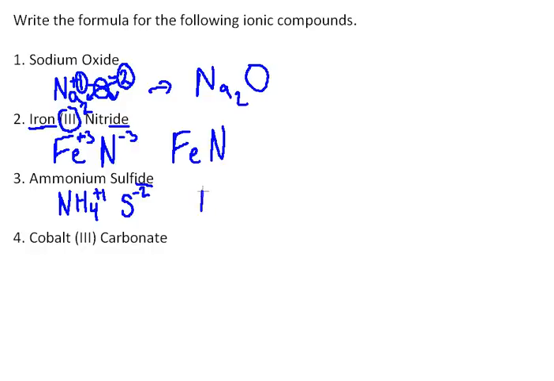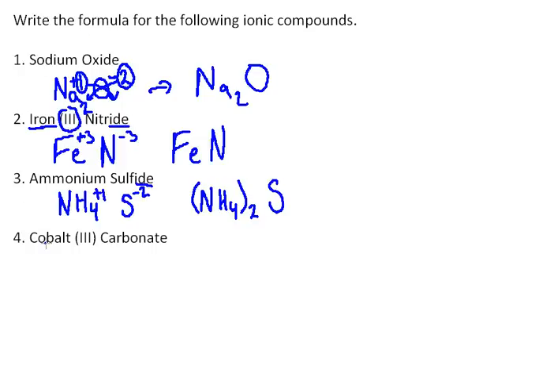So to show that, we're going to take NH4, ammonium, and to show that we need more than one of them, we're going to put it in parentheses and put the number of ammoniums that we're going to need as a subscript outside the parentheses. And then we're going to add to it the sulfur.